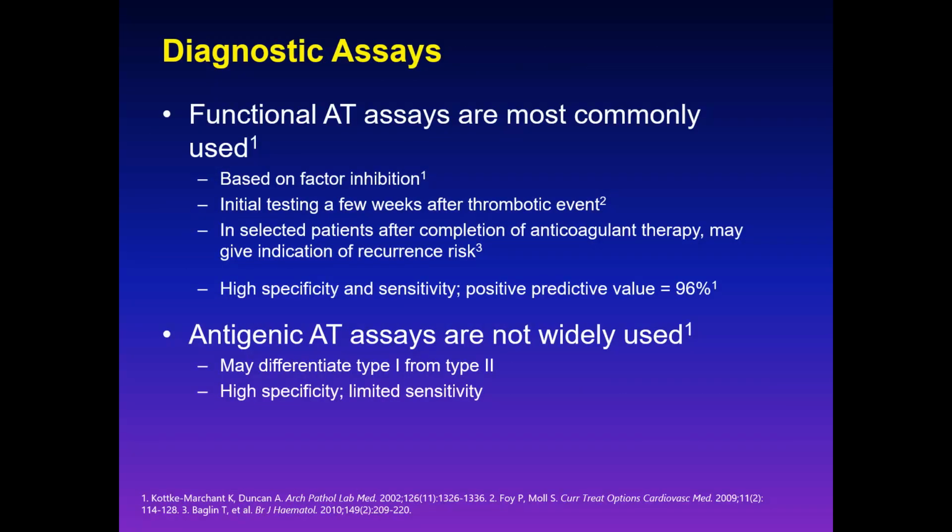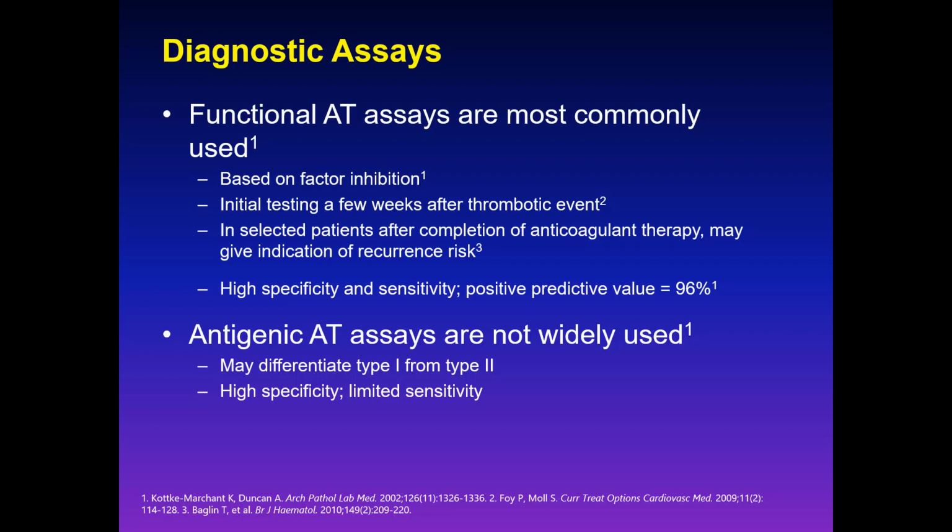A little bit about the assays. These are the functional assays based on factor inhibition. So there are a couple of different types, one based on factor 10A inhibition, one on thrombin inhibition. It's very important that you recognize that during a thrombotic event, the antithrombin activity tends to drop, and you may have a spuriously abnormal level at that time. The same is true in the postpartum period, like I showed you in that earlier slide. So your initial testing really should be a few weeks after the thrombotic event.